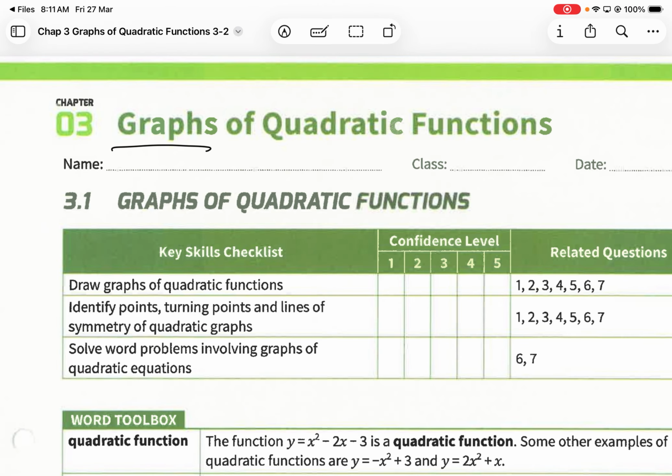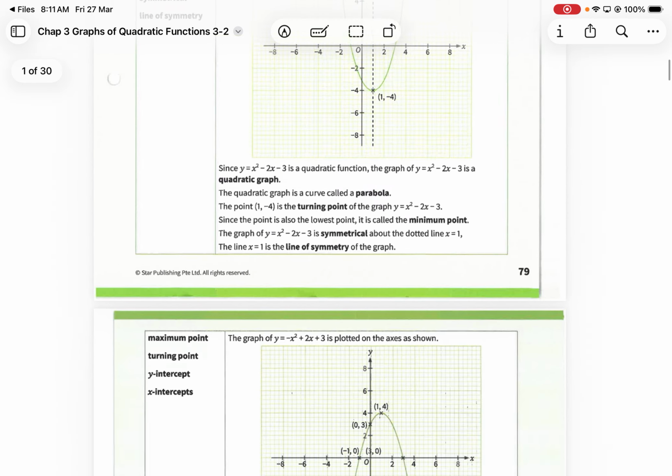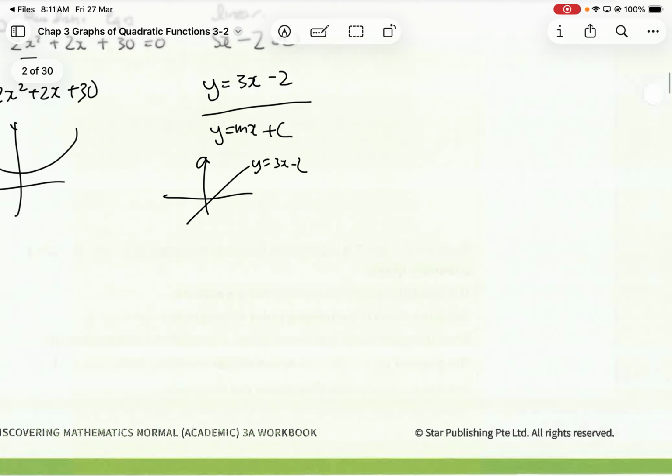Okay, graph. Graph, quite straightforward, right? You all remember drawing graph paper, plot your x and y. Then, whenever we have graph, it is always related to functions. Okay? So, when we have the easier function, it was y equals to, let's say, 2x plus 3.